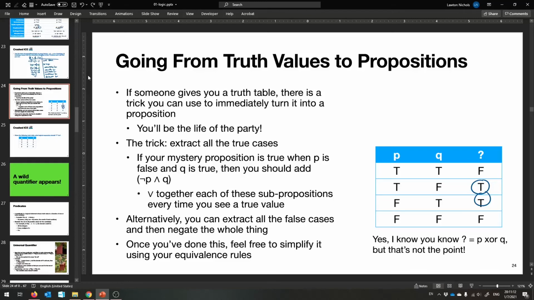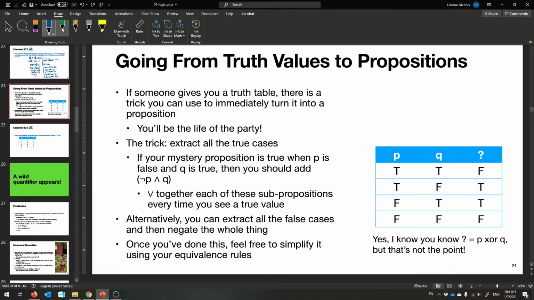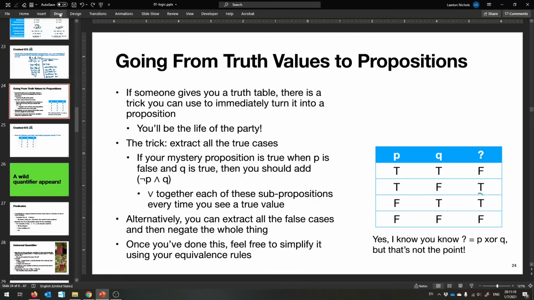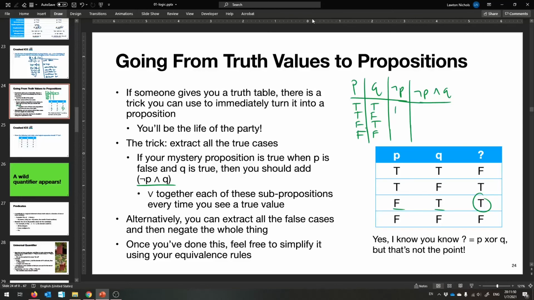So if you notice that it's true when P is false and Q is true, then you should add not P and Q, because that takes care of this line. Let me show you that. So I've got my P, got my Q. I've got true, true, true, false, false, true, false, false. And then I have not P and not P and Q. So not P is false, false, true, true, and then I'm going to AND them together.